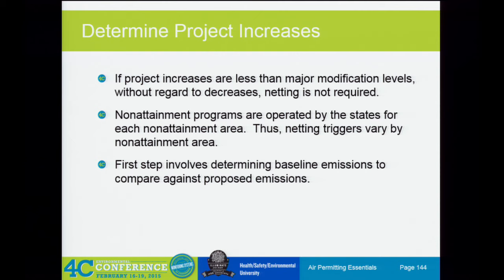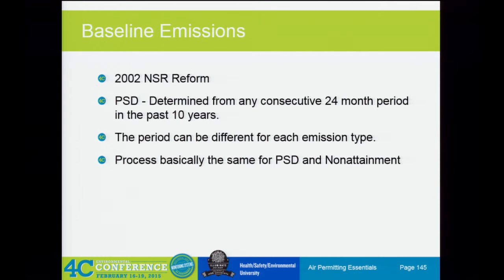So the first step involves determining our baseline emissions to compare against our proposed emissions. Our project increases are determined from what our proposed emissions are going to be after the project, so our PTE after the project, subtracted by the baseline emissions. The baseline emissions are based off of the 2002 NSR reform rules that were passed, and it's determined from any consecutive 24-month period in the past 10 years. So what you are doing is taking a look back at the past 10 years' worth of emissions.